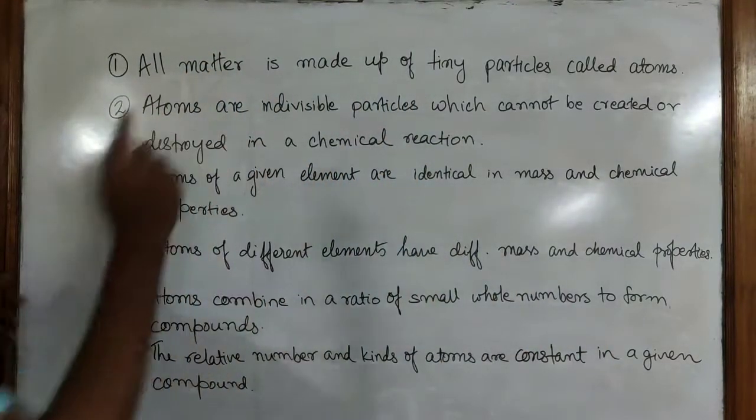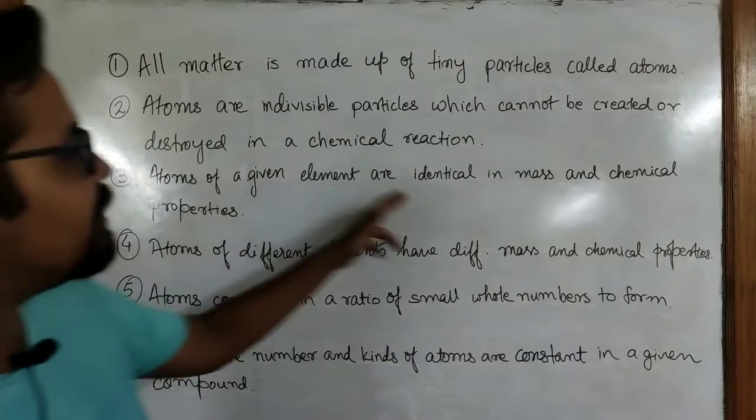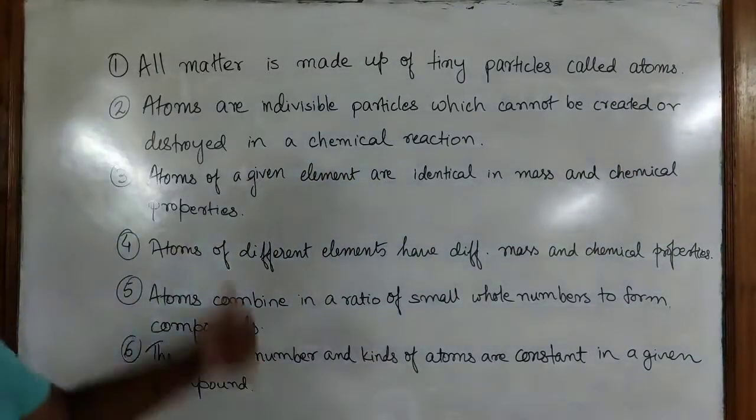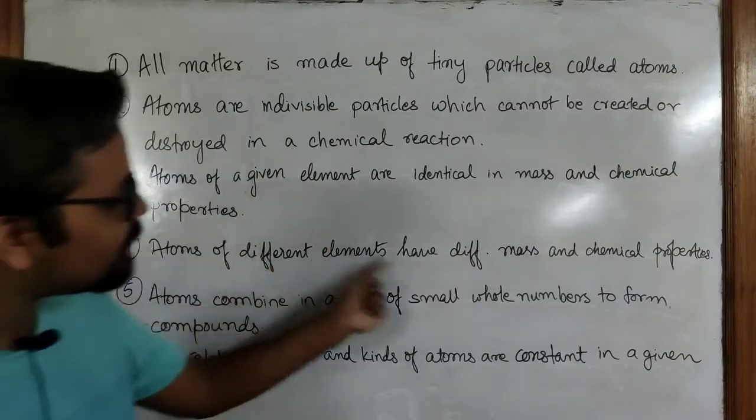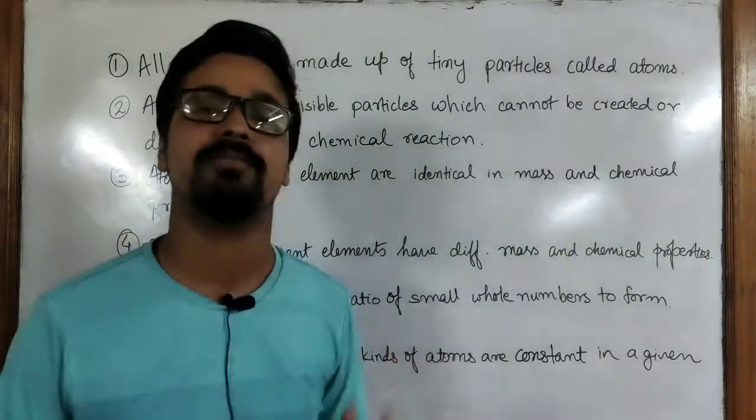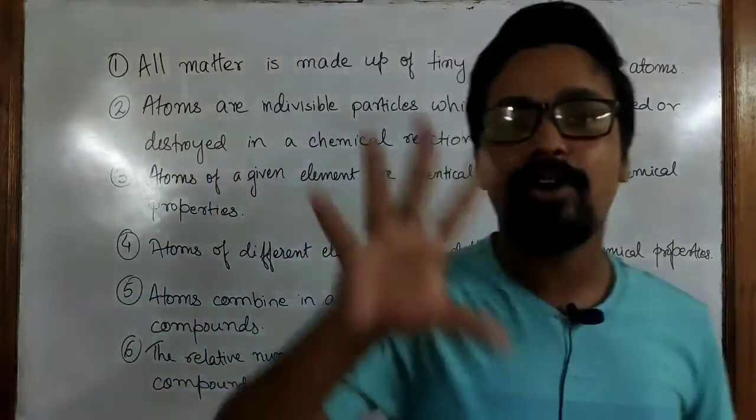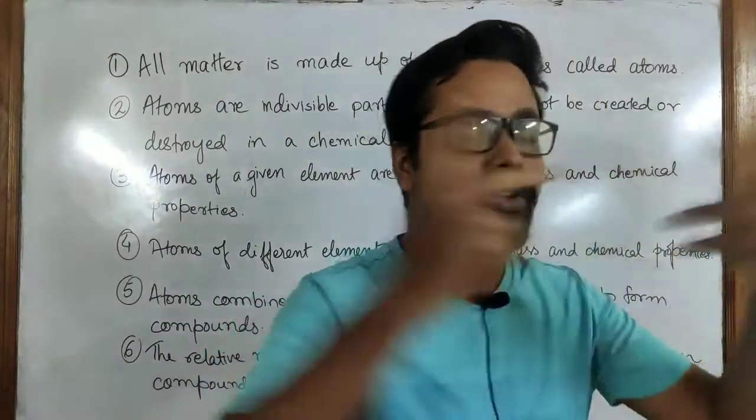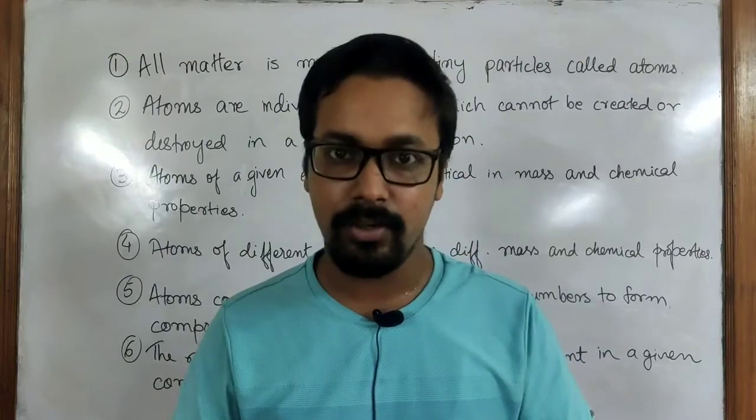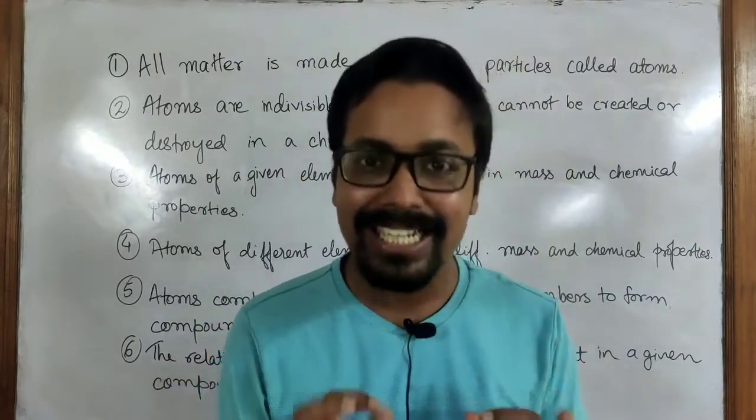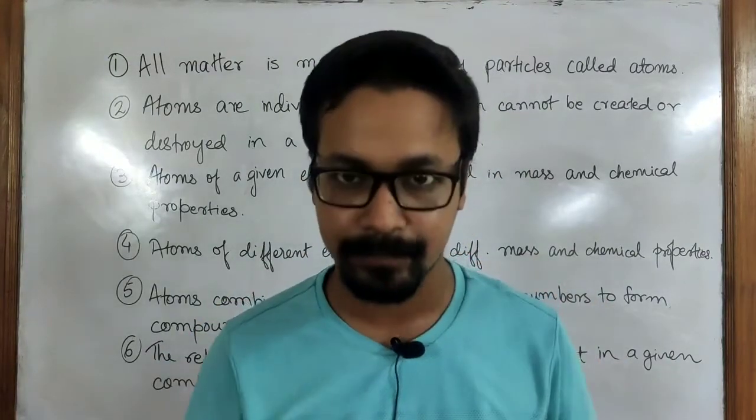So now let's move on to point number 3. Atoms of a given element are identical in mass and chemical properties. Let's look into point 4 as well. Atoms of different elements have different mass and chemical properties. So suppose I take oxygen. From anywhere on the earth, if you take oxygen, the atom present in oxygen will always be the same. They will be identical. Identical means 100% same.